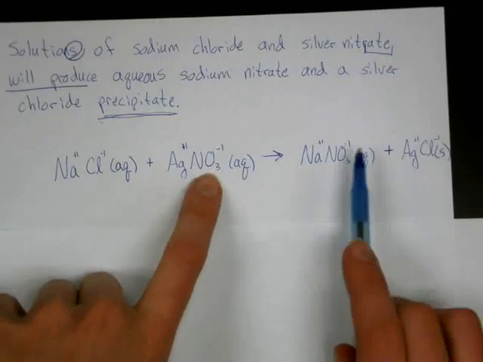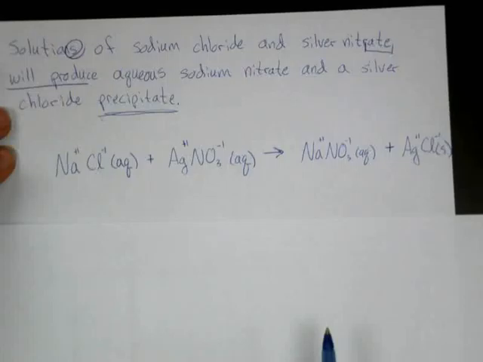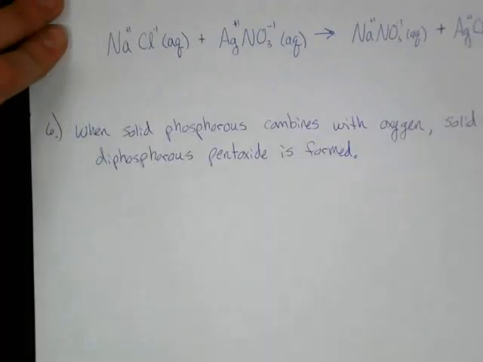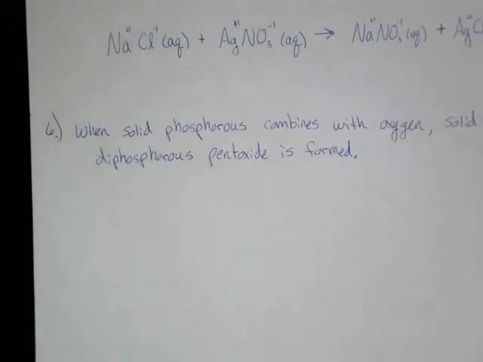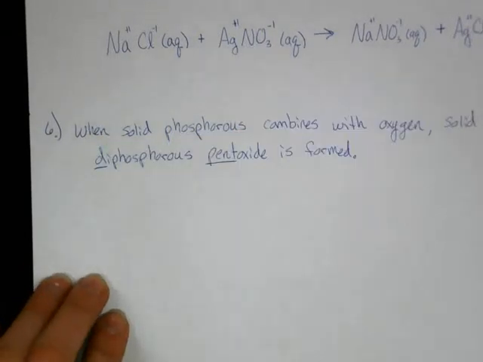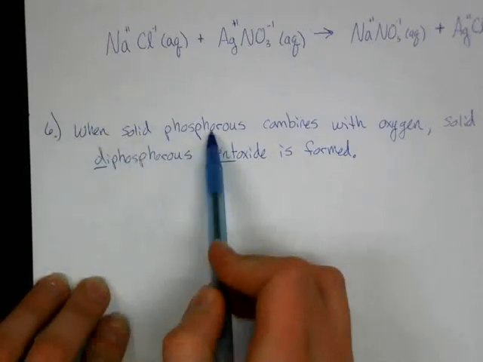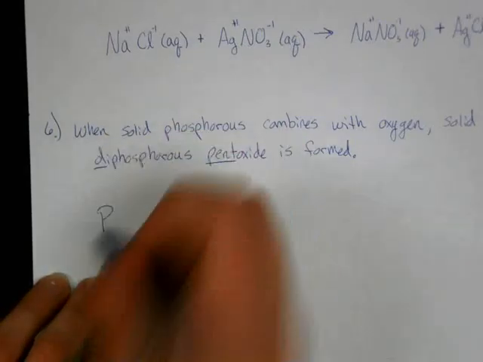Now, if I go through and try to balance this, 1 sodium, 1 sodium, 1 chlorine, 1 chlorine, 1 silver, 1 silver, 1 nitrate, 1 nitrate, it's already balanced. So that is how I write this equation. Last example, solid phosphorus combines with oxygen. Solid diphosphorus pentoxide is formed. We've got a bunch of them with prefixes again. So these are molecular substances, nonmetals and nonmetals.